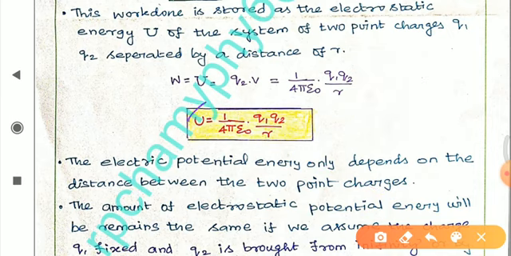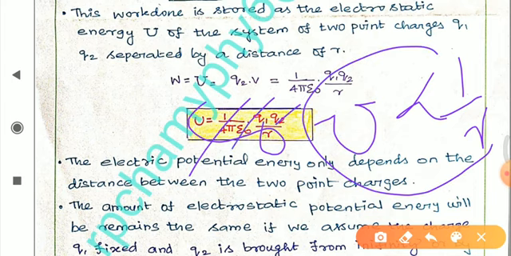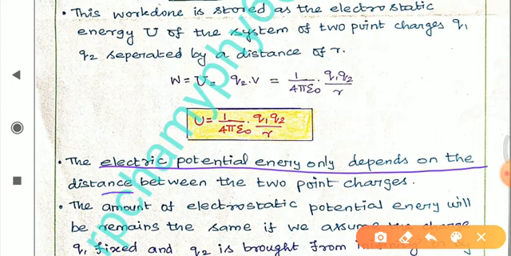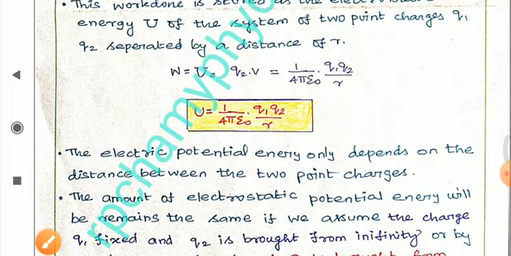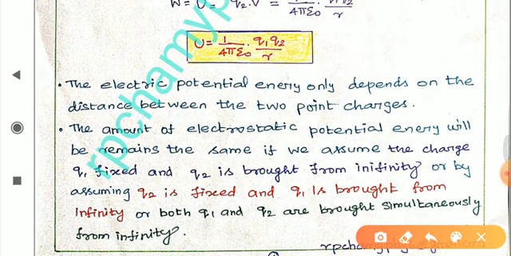the distance. So the electrostatic potential energy depends on the distance between the 2 point charges. Okay, so 1 by 4 pi epsilon naught is a common constant, q1 constant, q2 constant, so the remaining is given by U is inversely proportional to r. I have given in this sentence: the electric potential energy only depends on the distance between the 2 point charges.